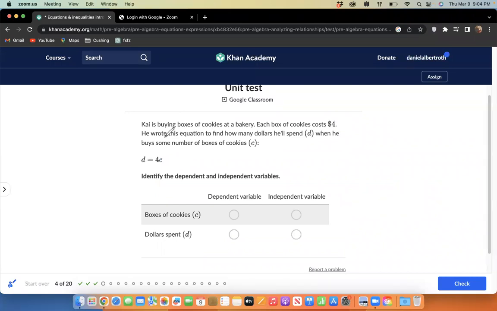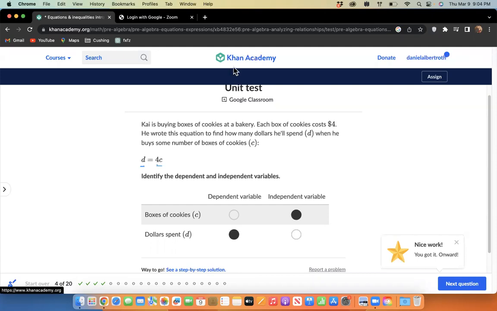So for this one, let's read it. It says, Kai is buying boxes of cookies at a bakery. Each box of cookies costs $4. He wrote this equation to find how many dollars he'll spend, D, when he buys some number of boxes of cookies, C. If he buys more and more boxes of cookies, C, then the price, D, will go up. He'll spend more dollars if he buys more boxes. So the amount of dollars spent is dependent on the number of boxes of cookies that you buy, which is your choice. That's the variable that you can change, you get to choose how many boxes to buy. So that's why each one goes there.